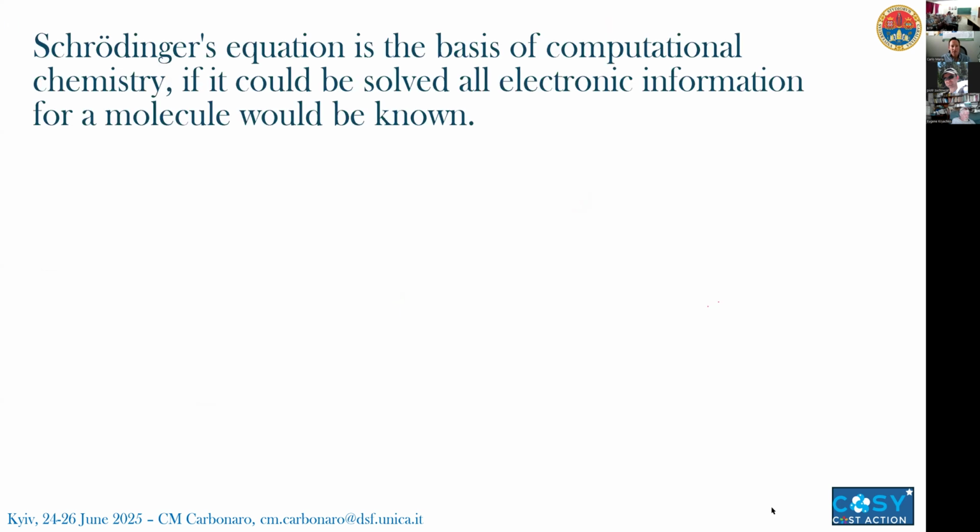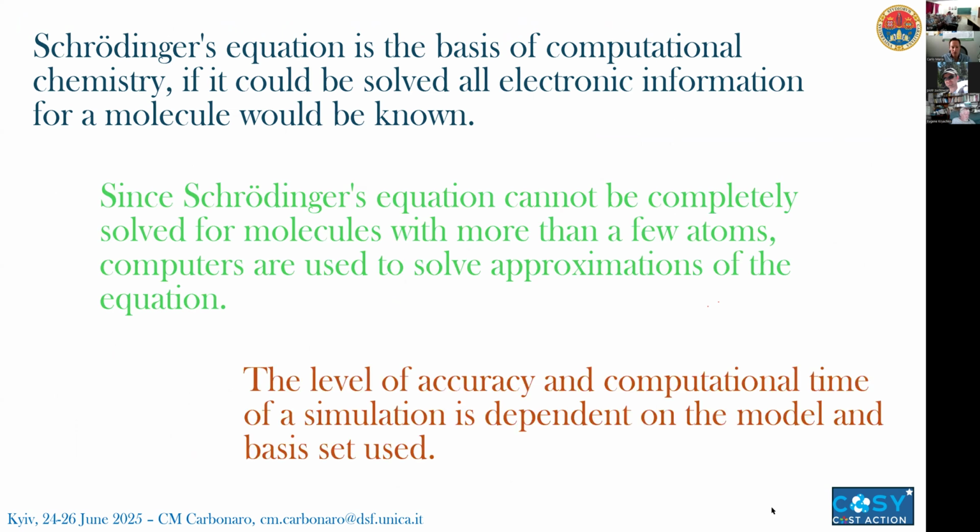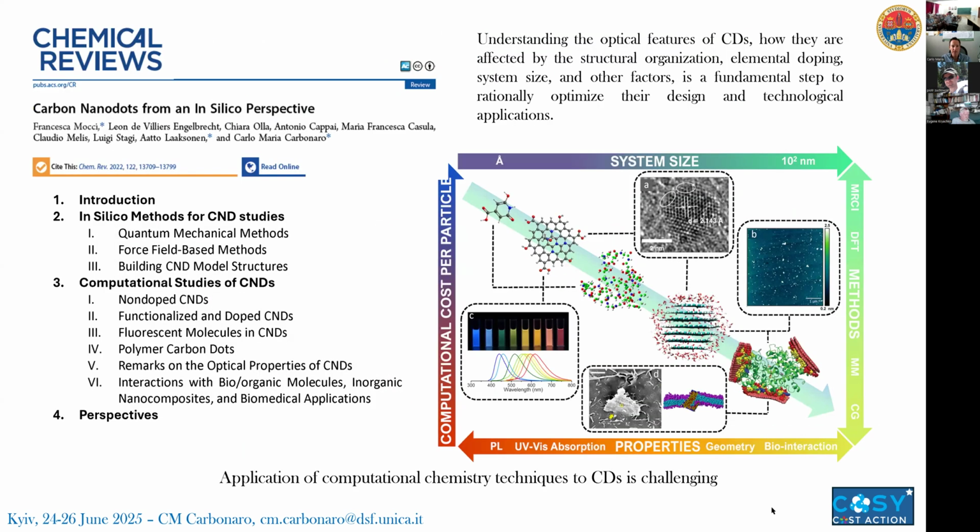Okay, let's conclude by saying that we have the Schrödinger equation. We can solve it, but we cannot solve it for very complicated systems. So we need to use some approximation of this equation, and the level of accuracy and computational time of the simulation depends on the model and the basis set that we are using to represent our system.